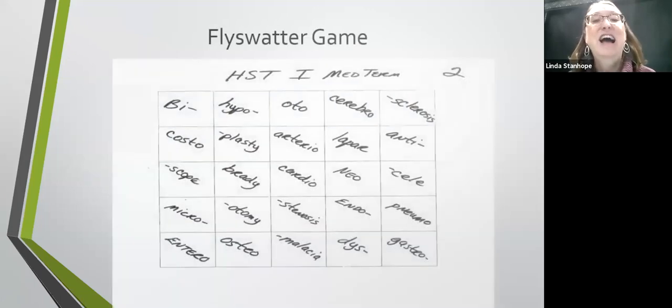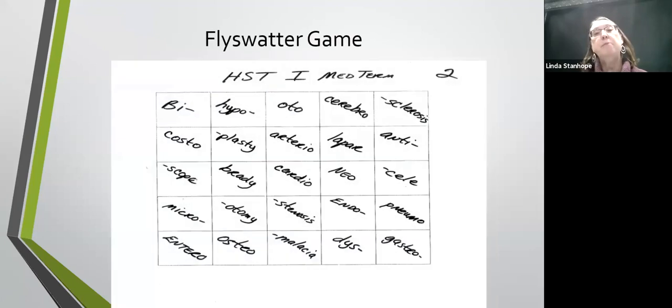Where I actually have my kids, you can put these up on big old pieces of construction paper or on butcher paper and hang them in different parts of your room. And I do different lists. So my kids will rotate. They will be in groups of six.